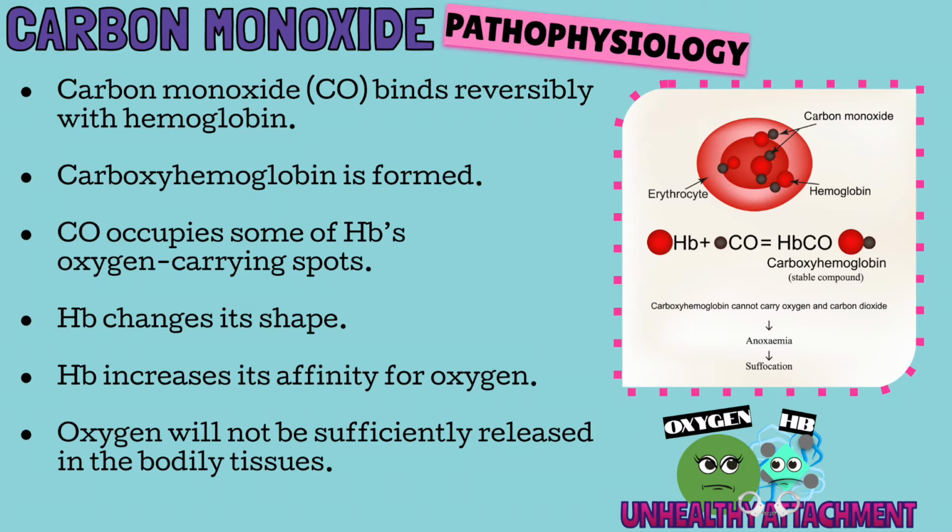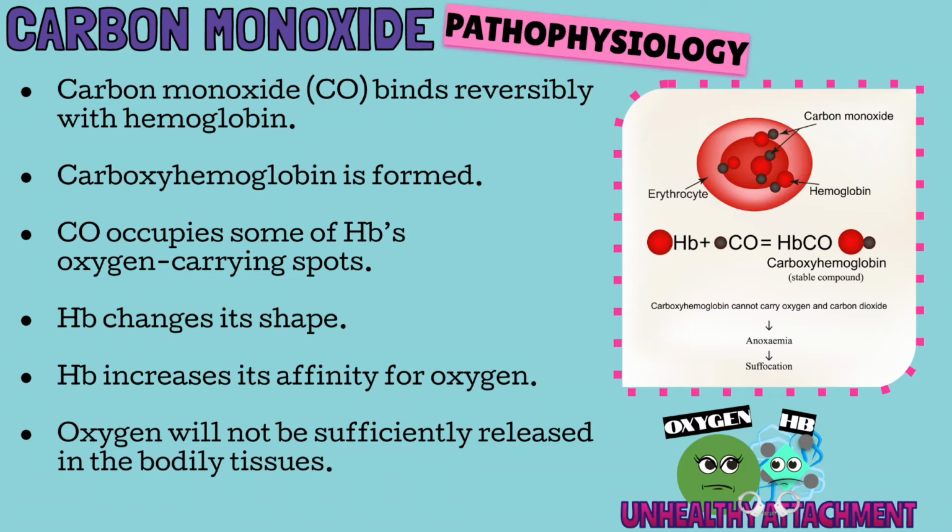So, as carbon monoxide occupies space in some of hemoglobin's oxygen-carrying spots, hemoglobin is going to change its shape. This is going to cause hemoglobin to bind with oxygen more frequently and more strongly. Hemoglobin's grip on oxygen will be so tight that it prevents oxygen from being released throughout the body. So oxygen and hemoglobin kind of form this toxic bond with one another. So at this point, carbon monoxide is being circulated and delivered to bodily tissues instead of oxygen.